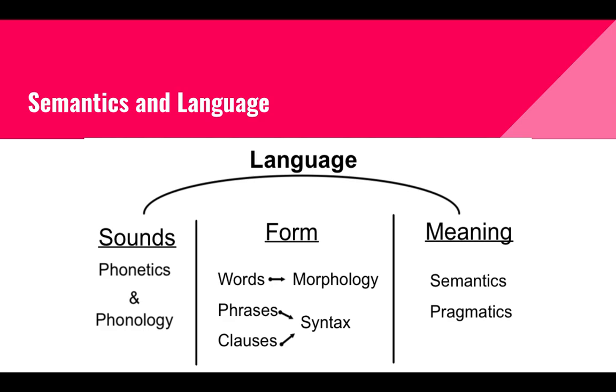Semantics and language. If we look at language, we see that there are three categories. The first category is broken into sounds. Phonetics and phonology are in this category. The next is form. We see that morphology and syntax both lie here. The next is meaning, and that's where semantics is, along with pragmatics.